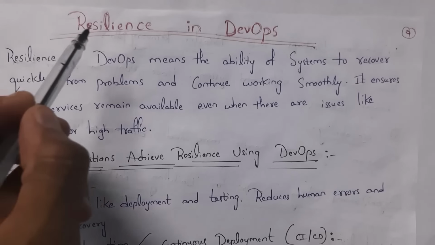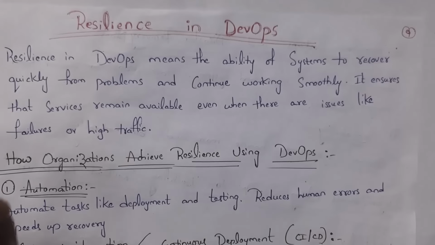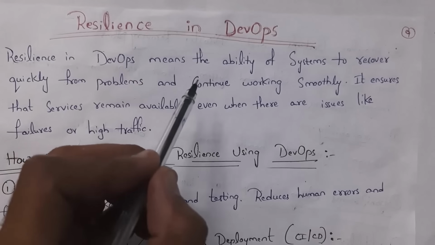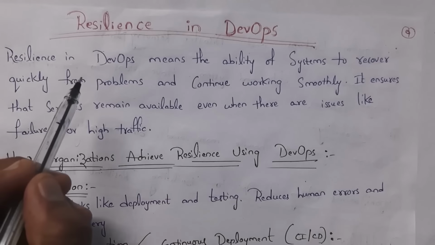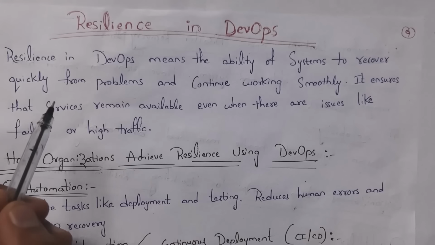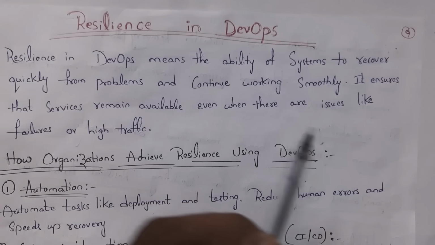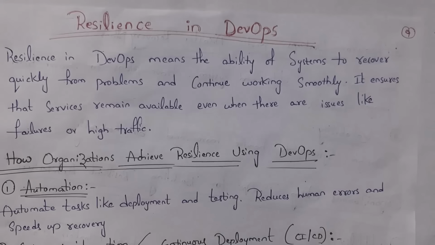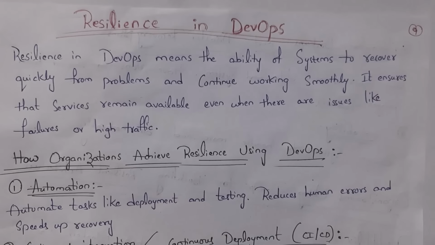Next I will explain resilience in DevOps. Resilience in DevOps means the ability of a system to recover quickly from problems and continue working smoothly. It ensures that services remain available even when there are issues like failures or high traffic. Guys, I will give an example. For example, if you consider the Amazon website, whenever you open the Amazon website, it will be available to you.